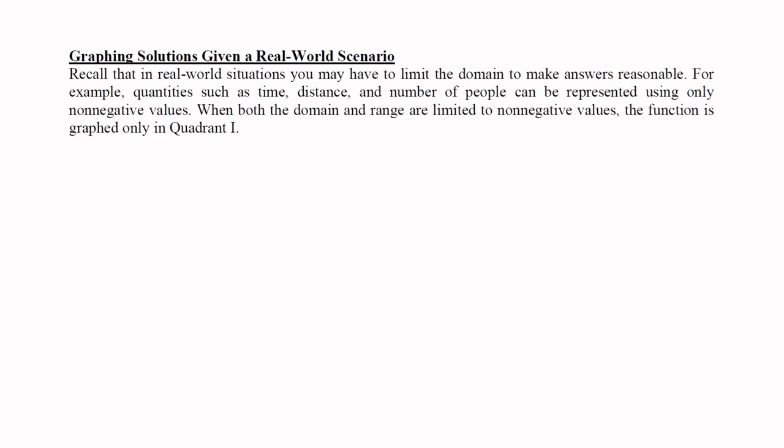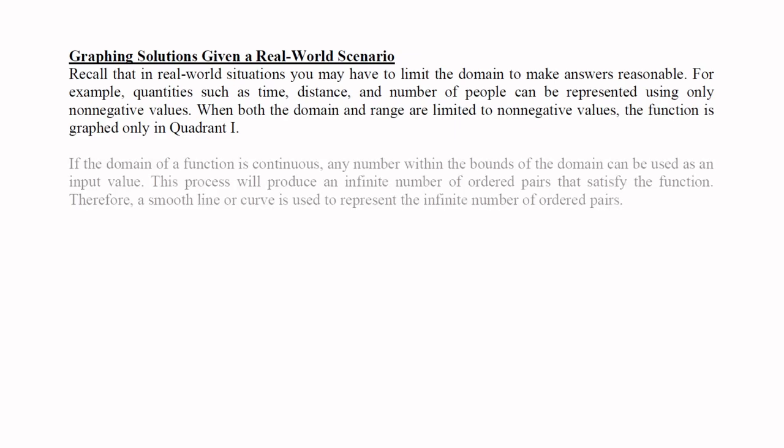Recall that in real-world situations, you may have to limit the domain to make answers reasonable. For example, quantities such as time, distance, and number of people can be represented using only non-negative values. They have to be positive. You can't have a negative number of people. You can't go back in time and have negative time. When both the domain and range are limited to non-negative values, the function is graphed only in quadrant 1.